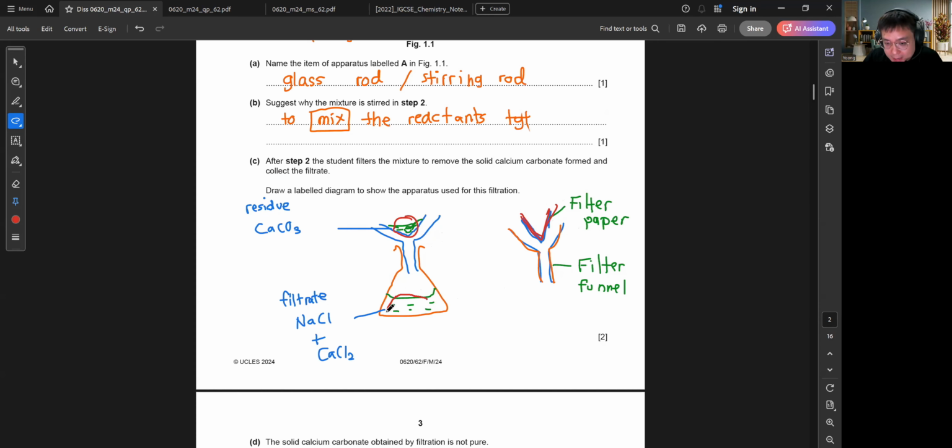And because they said draw a labeled diagram, you have to make sure to label the top part residue and the bottom part filtrate. And then if you want to be complete, you can write what will be stuck at the residue and what will flow through as a filtrate.